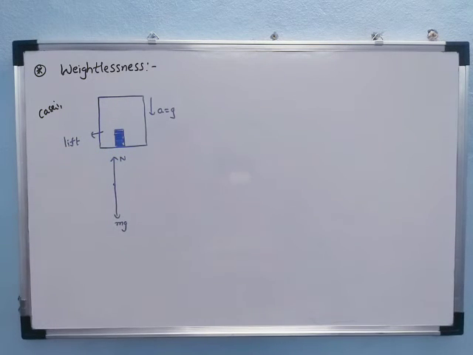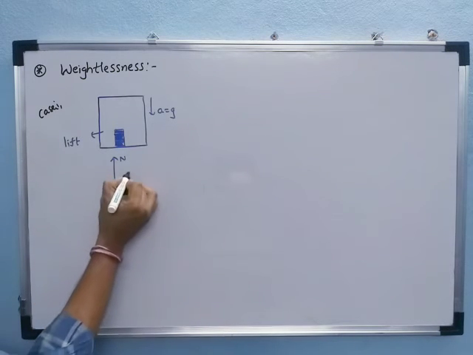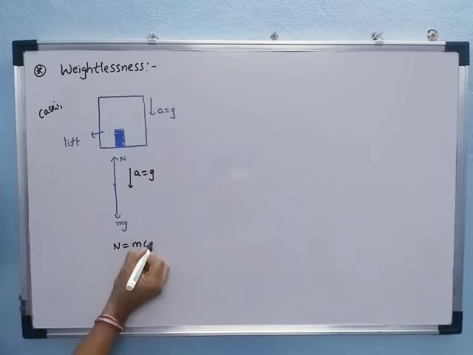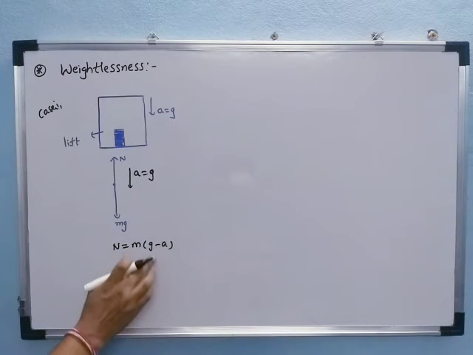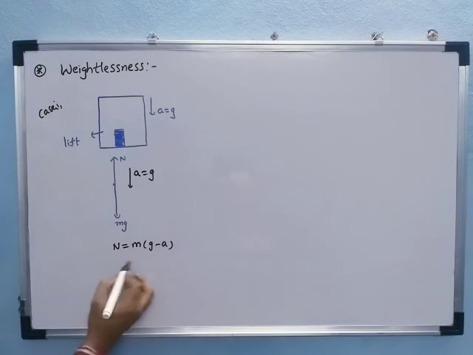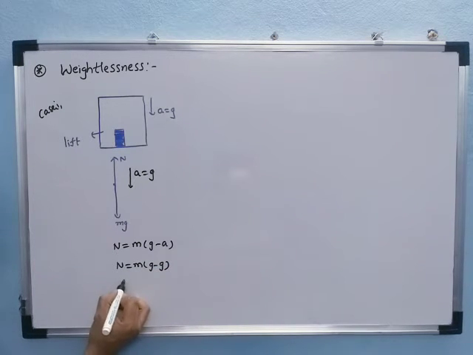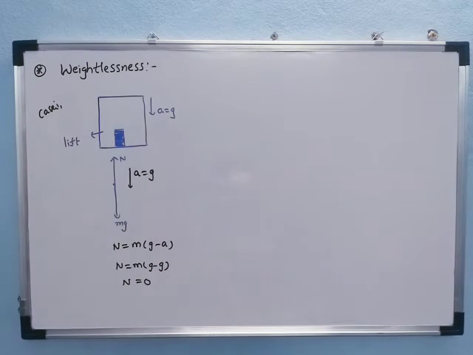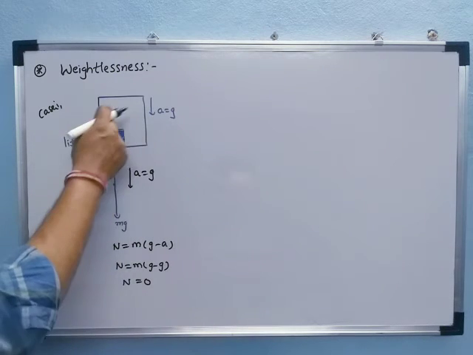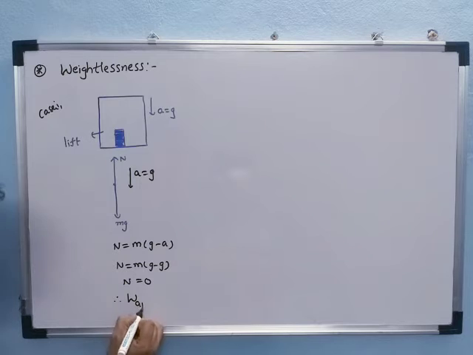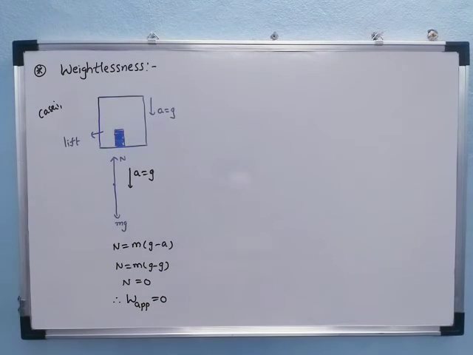Now find the resultant normal reaction when the lift is moving vertically downward with an acceleration a equal to g. N is equal to m into g minus a. Here a is equal to g, so we substitute: N is equal to m into g minus g, which is equal to 0. The net normal reaction is equal to 0, so the apparent weight is also equal to 0.